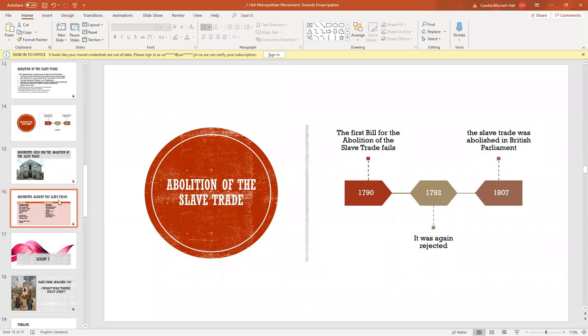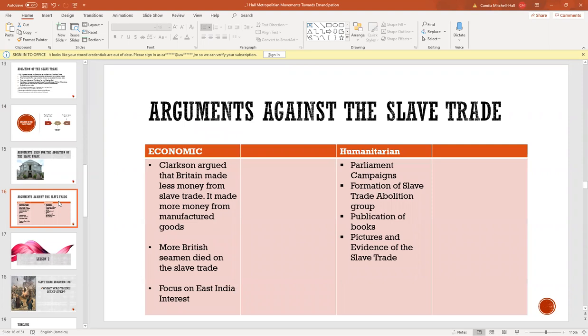Now, ladies, there are some arguments that were presented to abolish the slave trade. Clarkson, Wilberforce, all of these persons said, listen, you need to abolish the slave trade because Britain makes less money from it. If you trade manufactured goods, you would make more money. So let's abolish the slave trade for economic reasons. They also said that a lot of the seamen involved in the slave trade died. We can't allow them to continue to die because we are losing workers. Use those persons to transport manufactured goods.